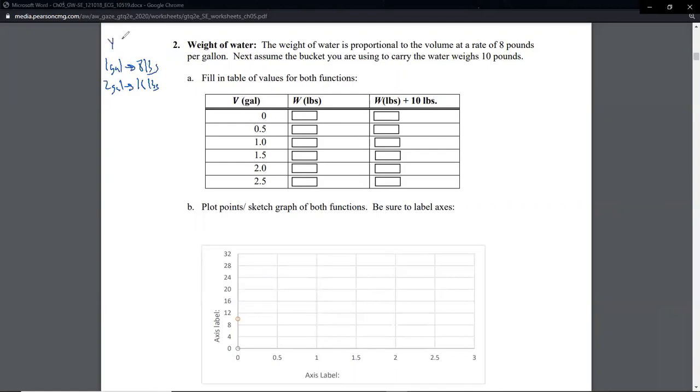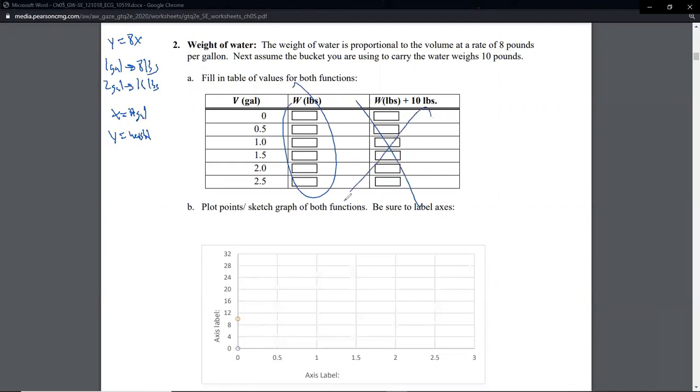And you could even do a y equals 8 times x kind of setup where x is your number of gallons and y would be your weight. That's something that we'll get into a little more directly later, but I wanted to go ahead and give you the idea.